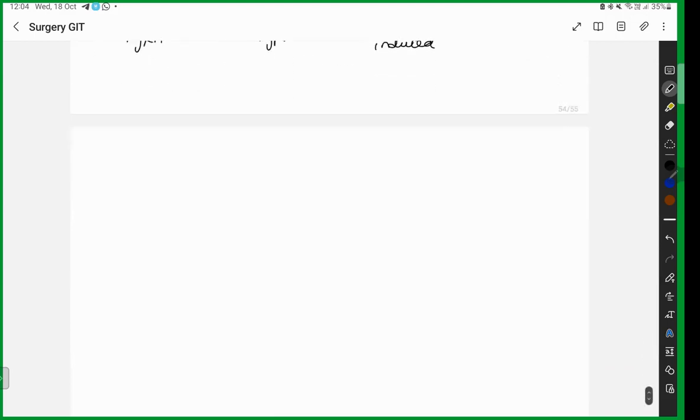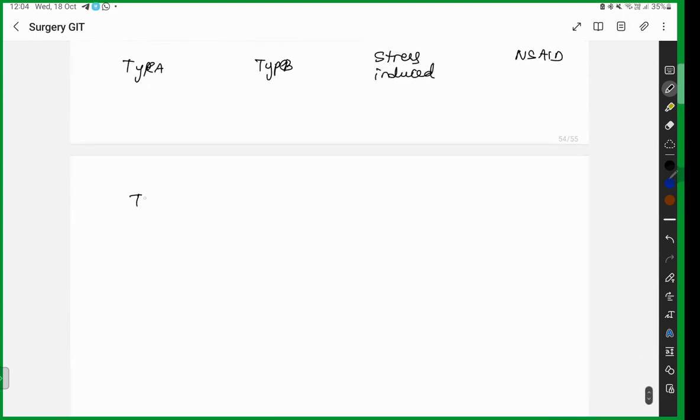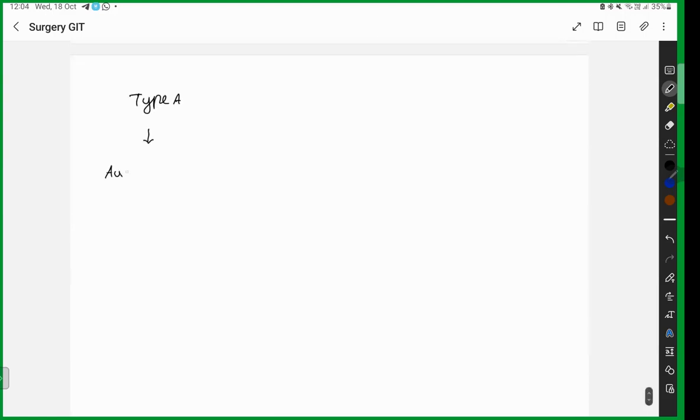Okay, let's discuss one by one. So let me tell you about type A. What is type A? Type A is an autoimmune gastritis. Why is it occurring? It occurs due to autoantibody against your parietal cells. Here there is an autoantibody against parietal cells. Note it down, guys, along with me. Parietal cells. And this is going to cause achlorhydria.